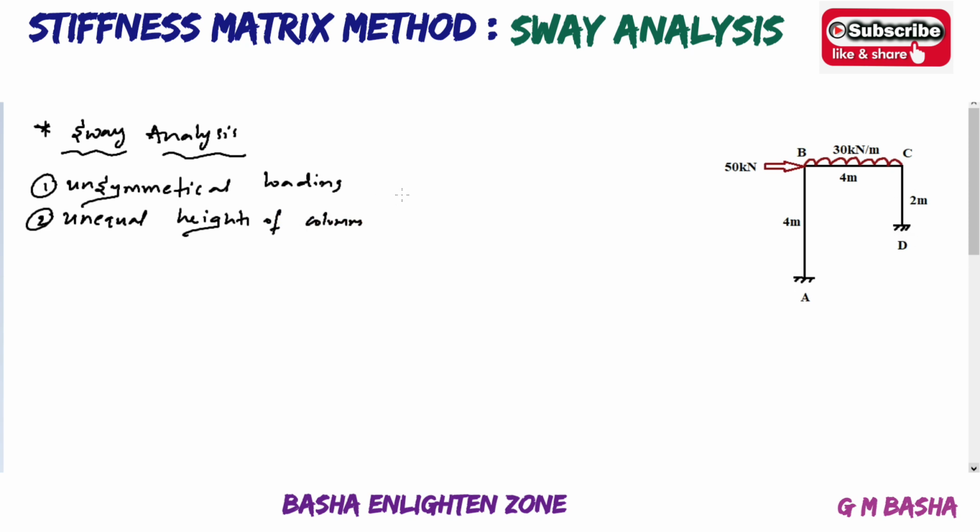At the same time, there is unsymmetrical loading. Here, 30 kilonewton per meter acts on the member BC. And again, one extra force, a horizontal force, acts exactly at the joint B, which leads to the unsymmetrical loading here. So based on these two conditions, the frame comes under the sway analysis.